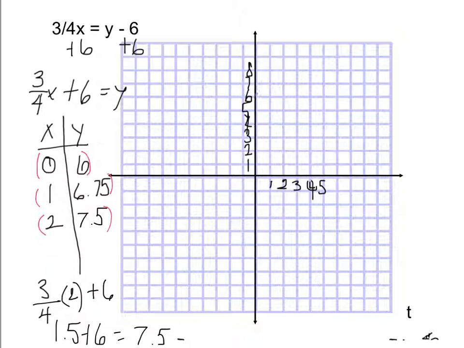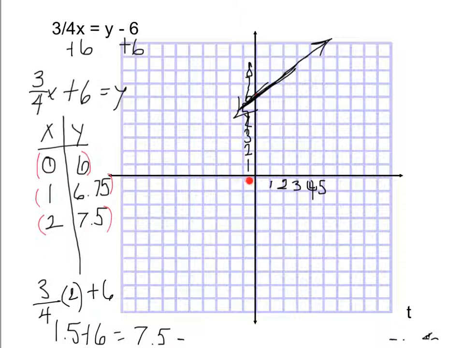So 0, 6, okay. That is where it crossed the y-axis. 1 is 6.75. Okay, so what kind of slope is this one? This one appears to be a positive slope going up. Okay, is it a direct or inverse proportion? We would just say this one is proportional. We would not say that this is direct or inverse. This is just proportional, plain and simple, because it does not pass through the origin.